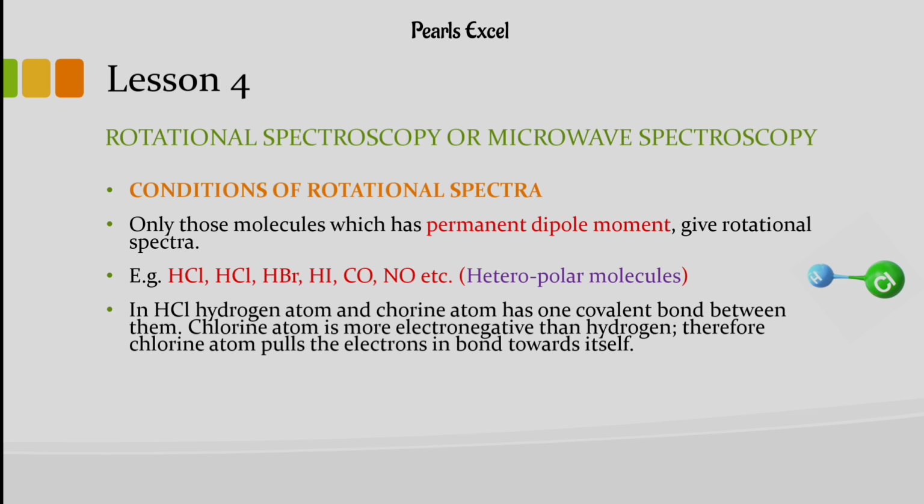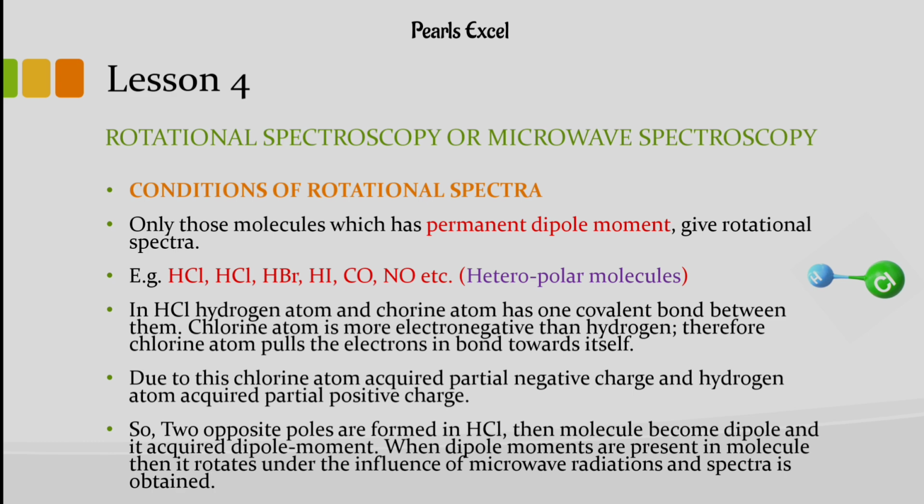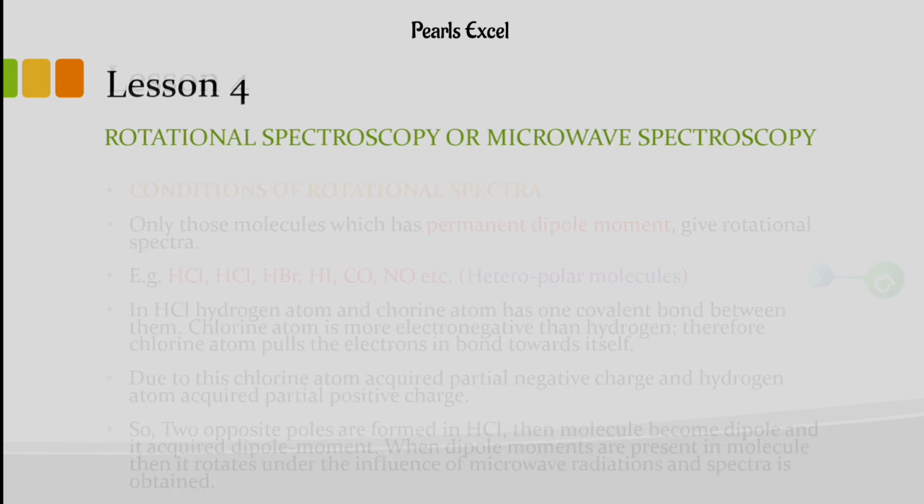Chlorine atom is more electronegative than hydrogen, therefore the chlorine atom pulls the electrons in the bond towards itself. Due to this, the chlorine atom acquires a partial negative charge and the hydrogen atom acquires a partial positive charge. So, two opposite poles are formed in HCl, the molecule becomes a dipole and it acquires a dipole moment. When a dipole moment is present in a molecule, it rotates under the influence of microwave radiations and a spectrum is obtained.